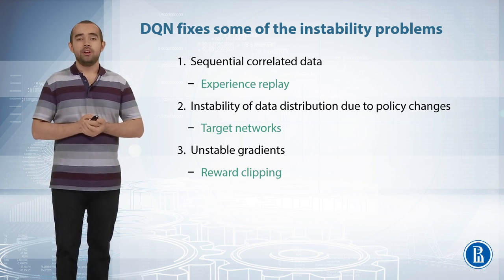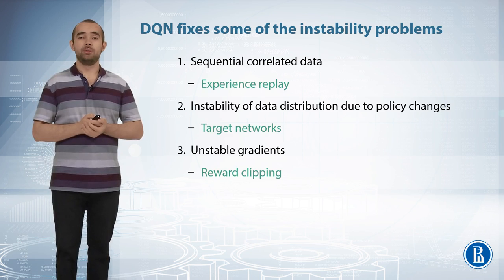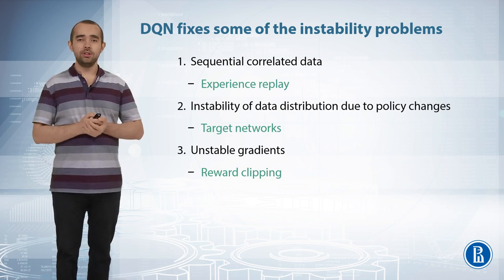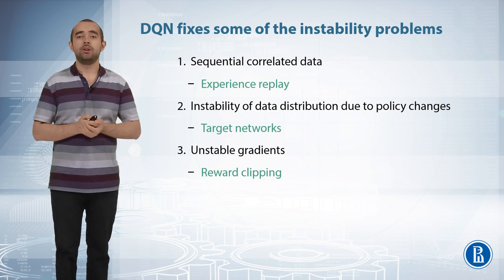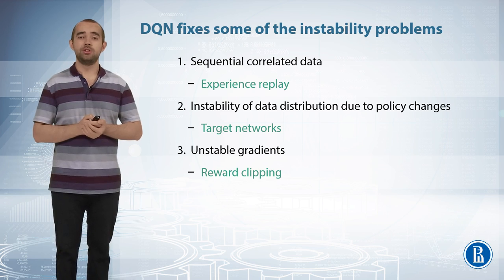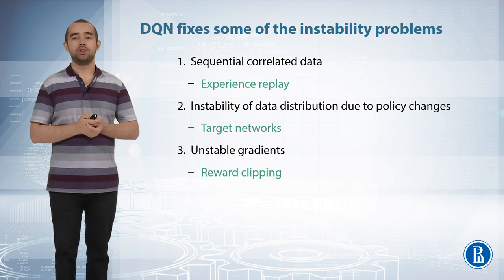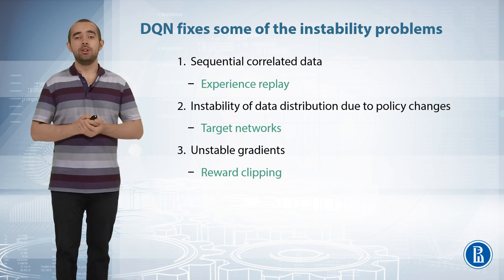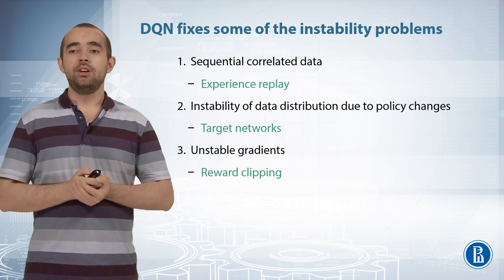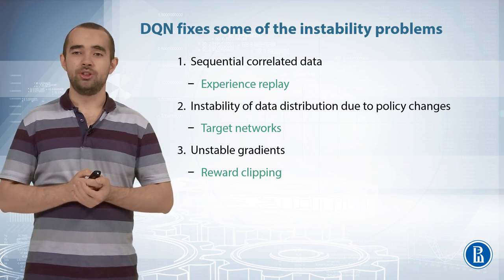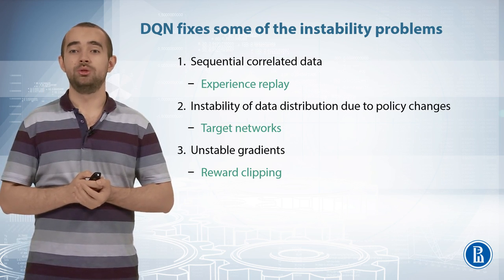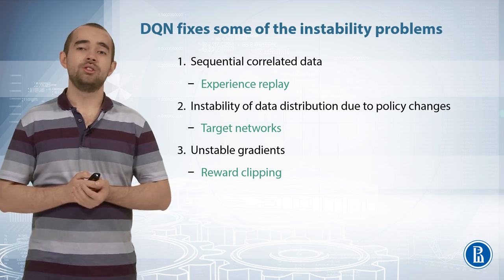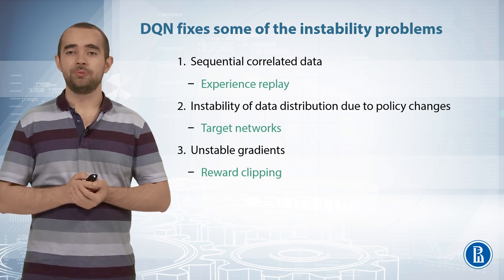So how does DQN deal with these problems? Sequential correlated data are combated with the so-called experience replay, and instability of data distribution due to policy changes is overcome by using target networks. The last, unstable gradients, are almost eliminated with reward clipping. These three techniques are rather influential, especially the first two. And now let me go into detail about each of these techniques.